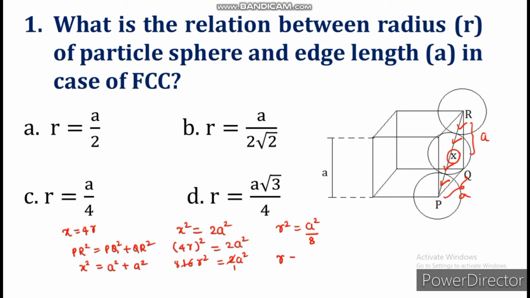Now r equals to, if you take square root, square this side, it becomes square root. Square root a square by 8. Square root a square is nothing but a. Square root 8 is nothing but what? 2 root 2. So which option? Option 2 or option B, r equals to a by 2 root 2.